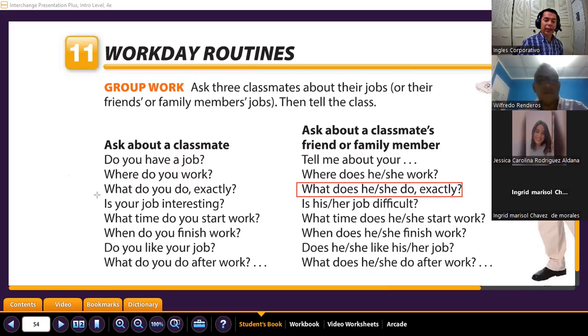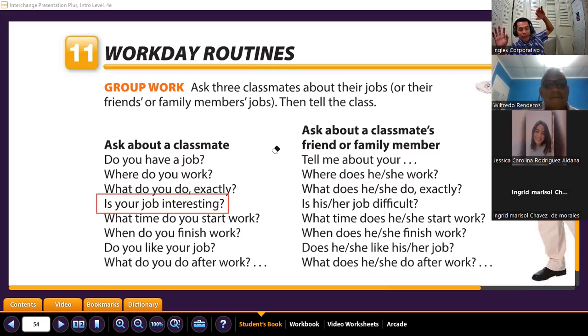Ask Jessica Carolina. Wilfredo to Jessica Carolina: is your job interesting? Yes, it is. Because it's not about you. I'm sure you are very interesting, Jessica Carolina, but in this case we're talking about your job. Yes, it is. Now, is your job difficult? No, it isn't. Good, that's it. Next question.